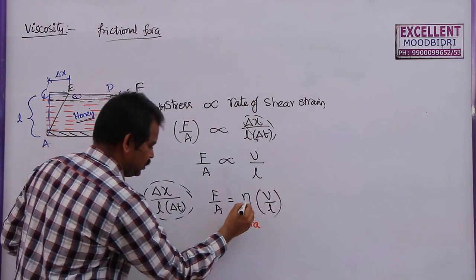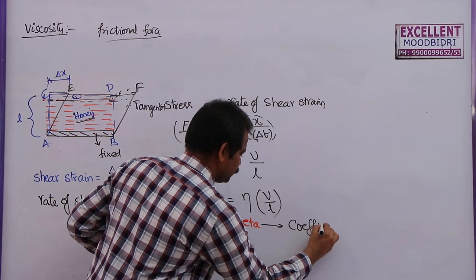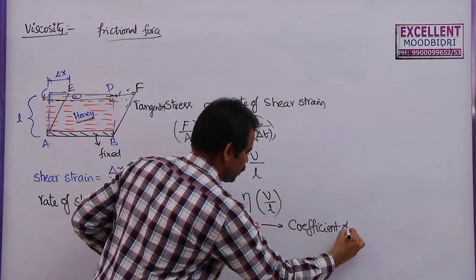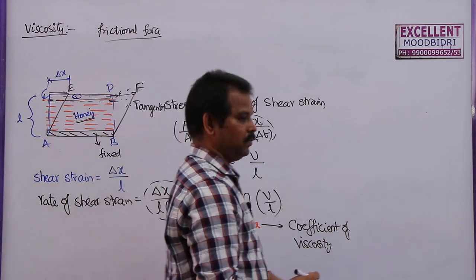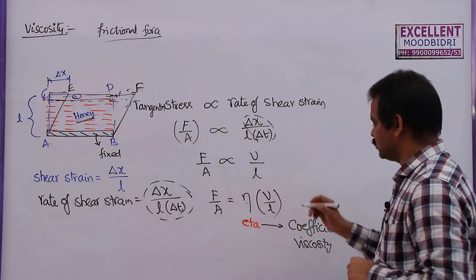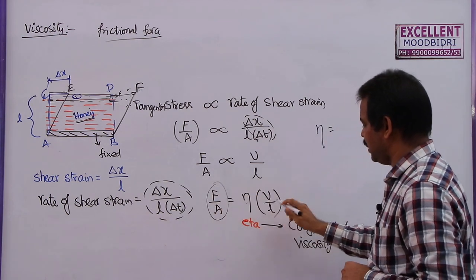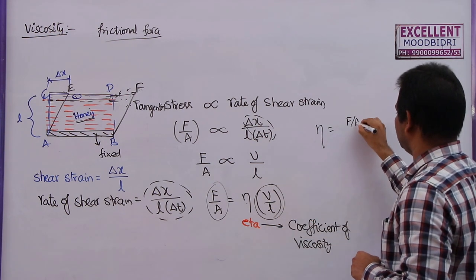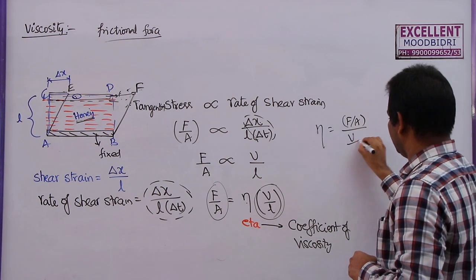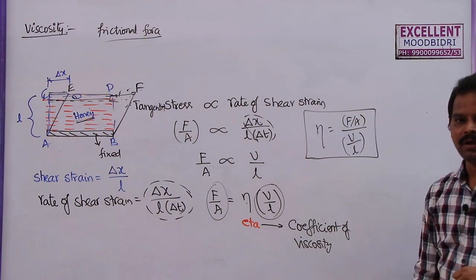This eta is called the coefficient of viscosity. So how to define the coefficient of viscosity? Eta can be written as the tangential stress by the rate of shearing strain, that is F by A by V by L. So this is the coefficient of viscosity.